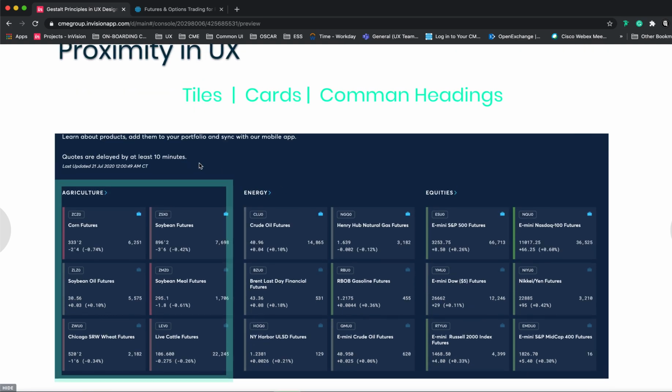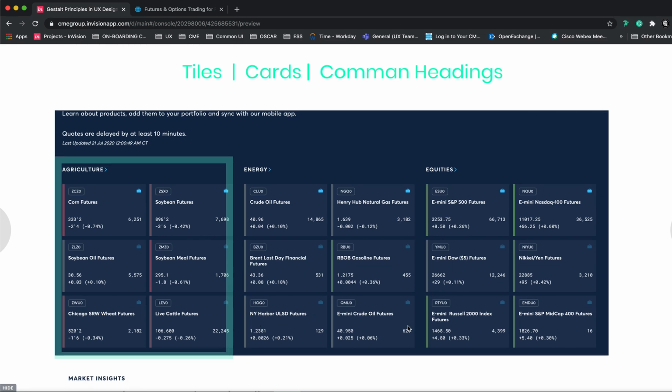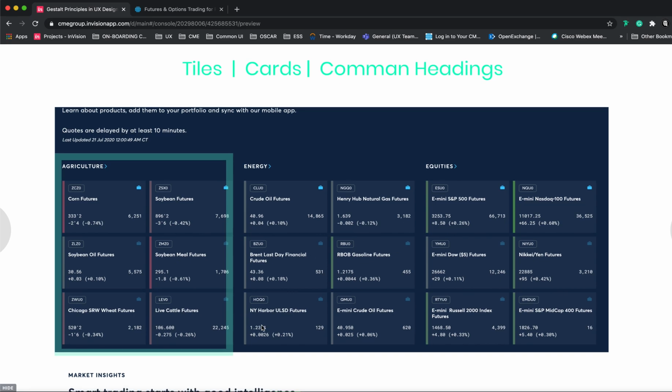So proximity in UX examples are tiles, cards, and common headings. For this, I've included our products and the way that they're displayed. We have agriculture products, energy, and equities. You could tell that they're all products, however, they're categorized in different groups, right? In this example, the tiles that are closer together appear to be more related than the tiles that are spaced apart. Our three different products are arranged close enough to be viewed as one group. The products are arranged with a proper amount of space, and they're seen as three small groups that together form a big group.